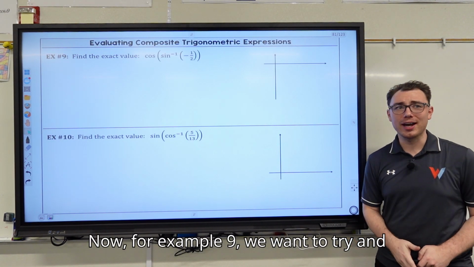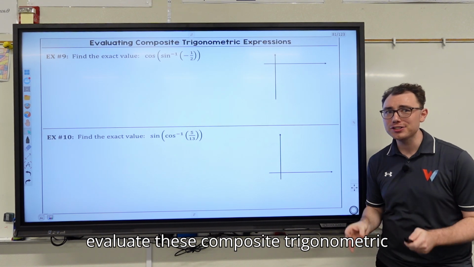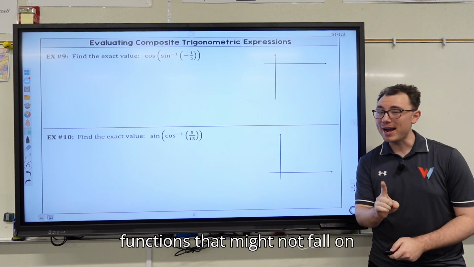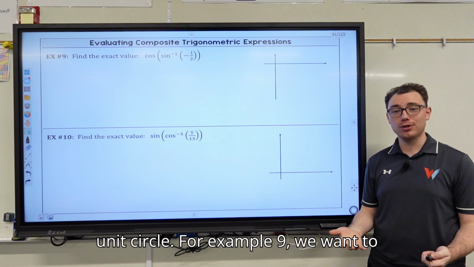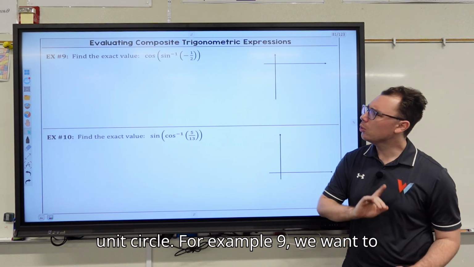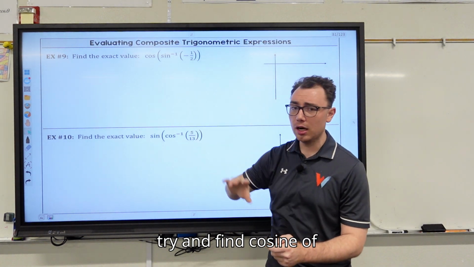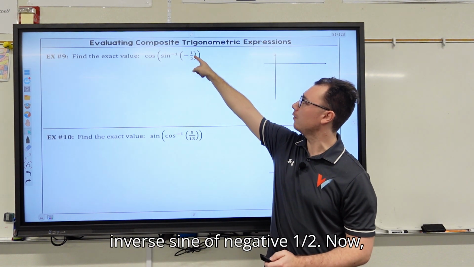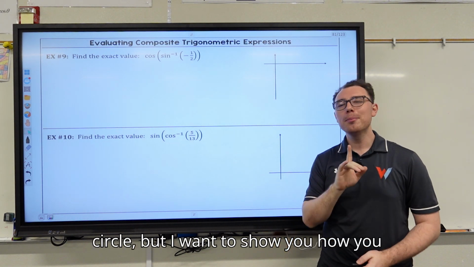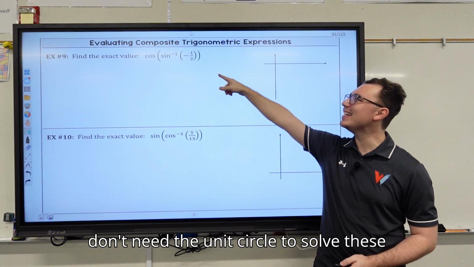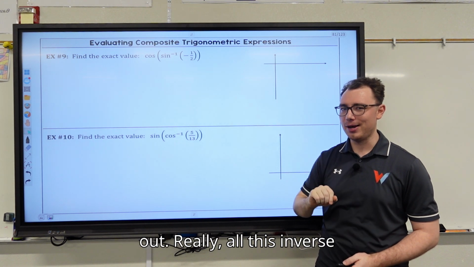Now, for example 9, we want to evaluate these composite trigonometric functions that might not fall on exactly any of those radians for the unit circle. For example 9, we want to find cosine of inverse sine of -1/2. Now, this does happen to fall in our unit circle, but I want to show you how you don't need the unit circle to solve these out.